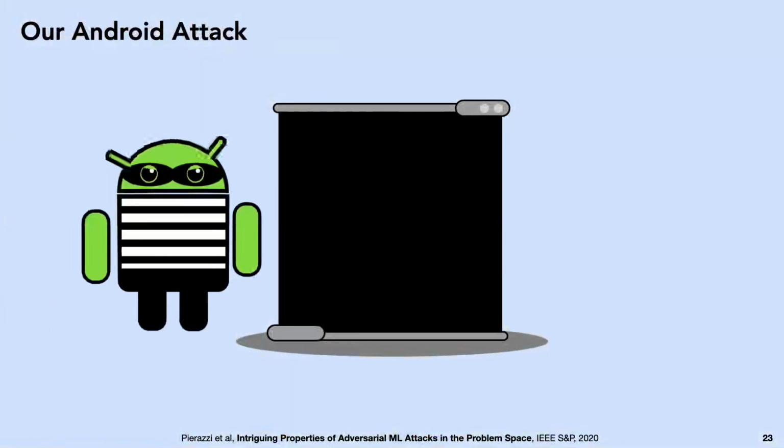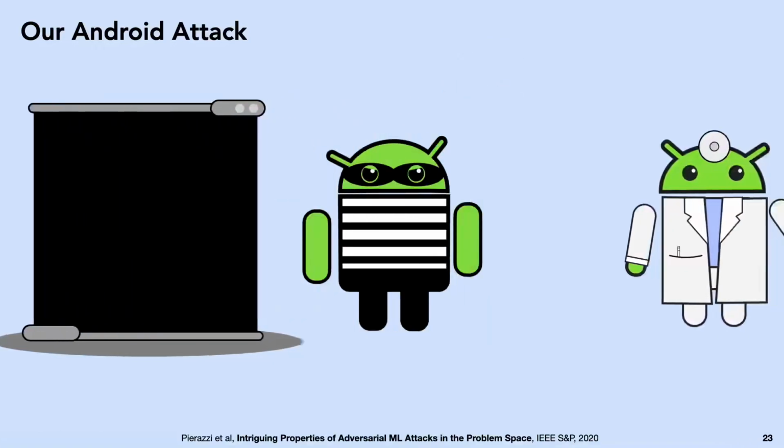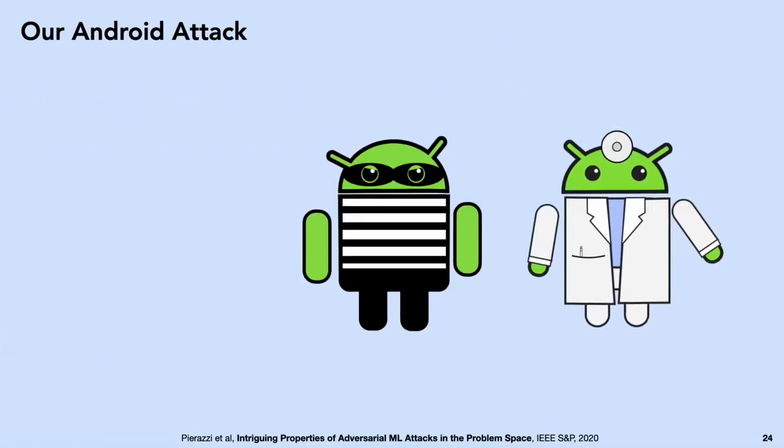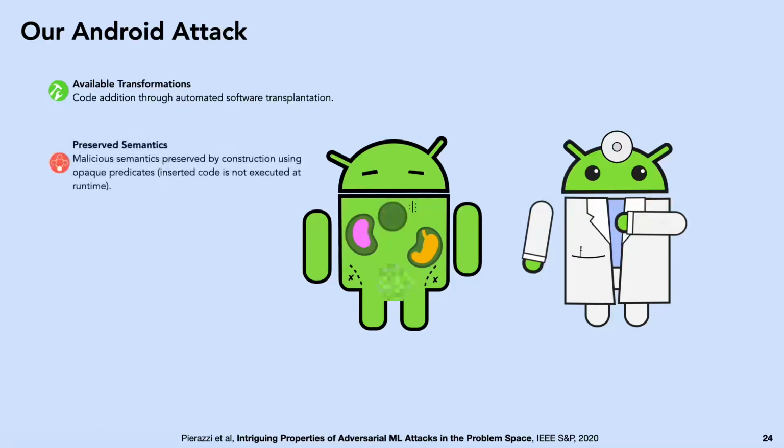So we start with some malicious software here that gets correctly classified as malicious, and so they ask for help from our doctor friend. With their help, we can use automated software transplantation to transplant code gadgets or organs from benign software to fool the classifier into thinking our app is benign. And we can use opaque predicates to ensure this new code doesn't execute and disturb the malicious semantics.